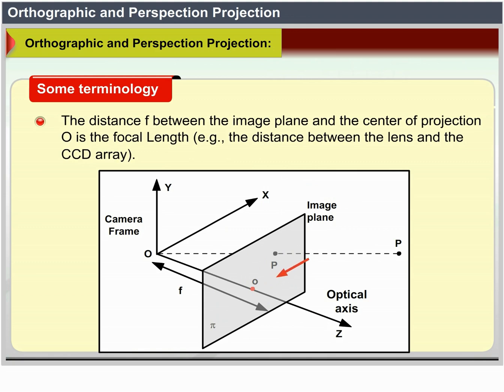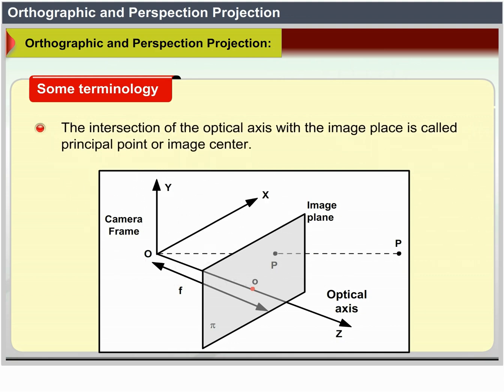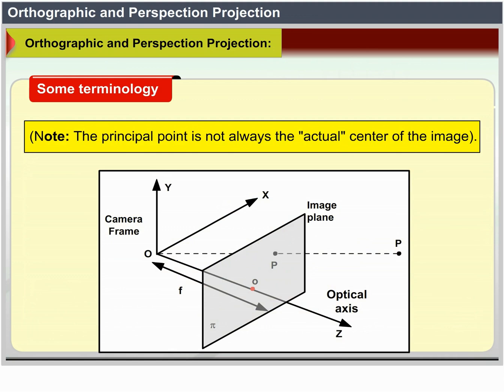The line through O and perpendicular to the image plane is the optical axis. The intersection of the optical axis with the image plane is called the principal point or image center. Note: the principal point is not always the actual center of the image. Equations of perspective projection.